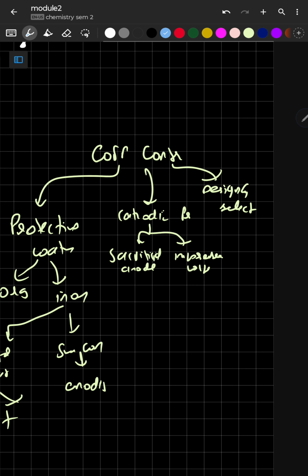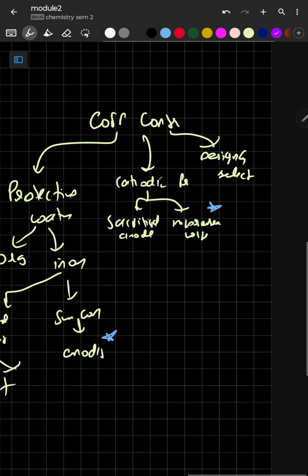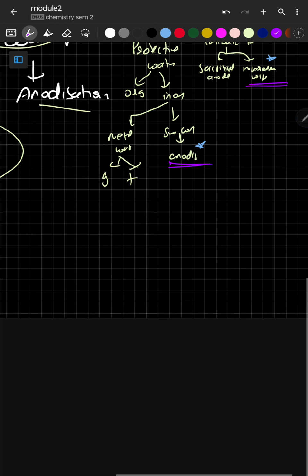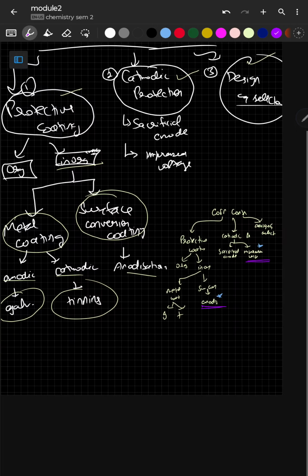One thing you have to remember is that in anodization and impressed voltage, we'll be using an electrolytic cell. Till now, anode was negative and cathode was positive, right? In these two, anodization and impressed voltage, it will be reversed. Anode will be positive, cathode will be negative. That you should remember in impressed voltage and in anodization. So this was the basic thing.